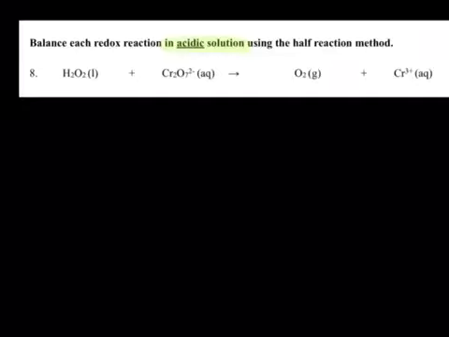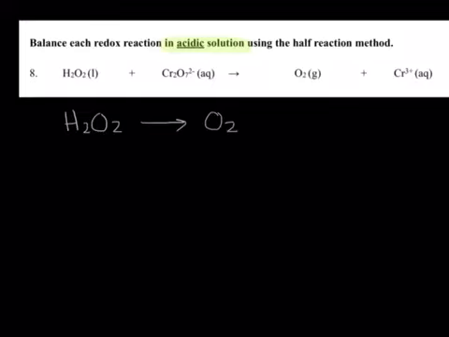Alright, in this video we're going to learn how to balance each redox reaction in an acidic solution using the half reaction method. To do this, you're going to start by separating out the reactions into their half reactions. So we'll start off with hydrogen peroxide, which is H2O2, and that is actually going to be changing over to O2.